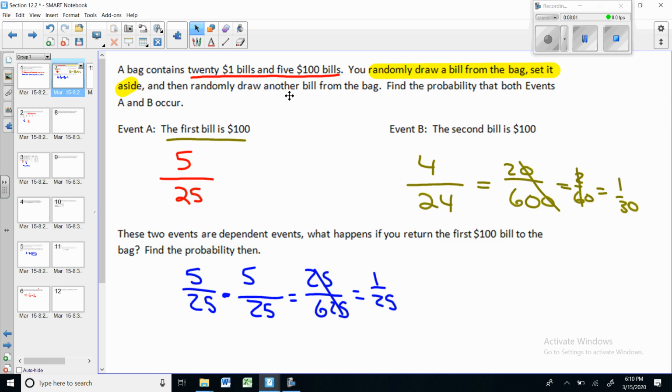Are there any questions on that? Okay, so the chance of something happening will actually be lower on a dependent event than on an independent event.